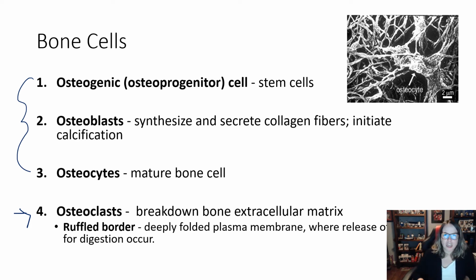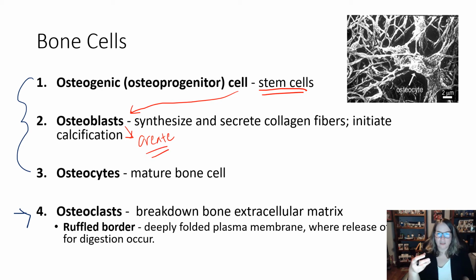So osteogenic, remember, means bone forming. Another name we have is an osteoprogenitor cell. These are stem cells. So these are the ones that are going to be producing our osteoblasts. Blast means to create. These are the guys that are going to initiate that calcification and start to lay down all of those mineral salts that will then lead to the process of ossification. So they essentially start the creation of bone.